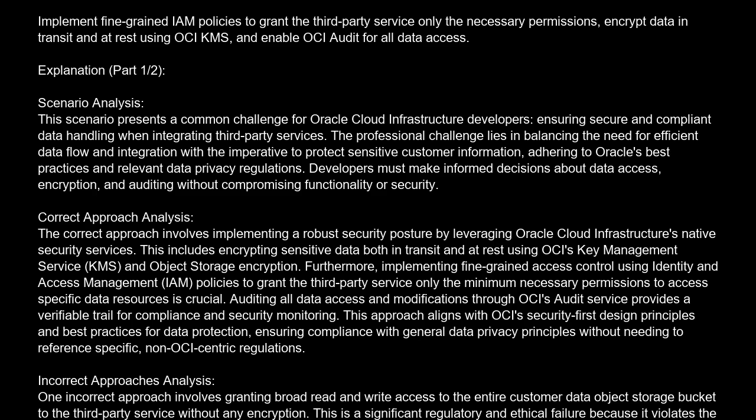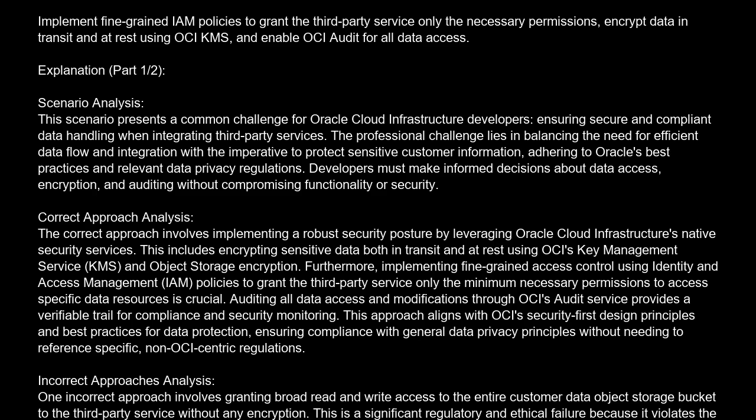Explanation. Scenario analysis. This scenario presents a common challenge for Oracle Cloud Infrastructure developers, ensuring secure and compliant data handling when integrating third-party services. The professional challenge lies in balancing the need for efficient data flow and integration with the imperative to protect sensitive customer information, adhering to Oracle's best practices and relevant data privacy regulations. Developers must make informed decisions about data access, encryption, and auditing without compromising functionality or security.